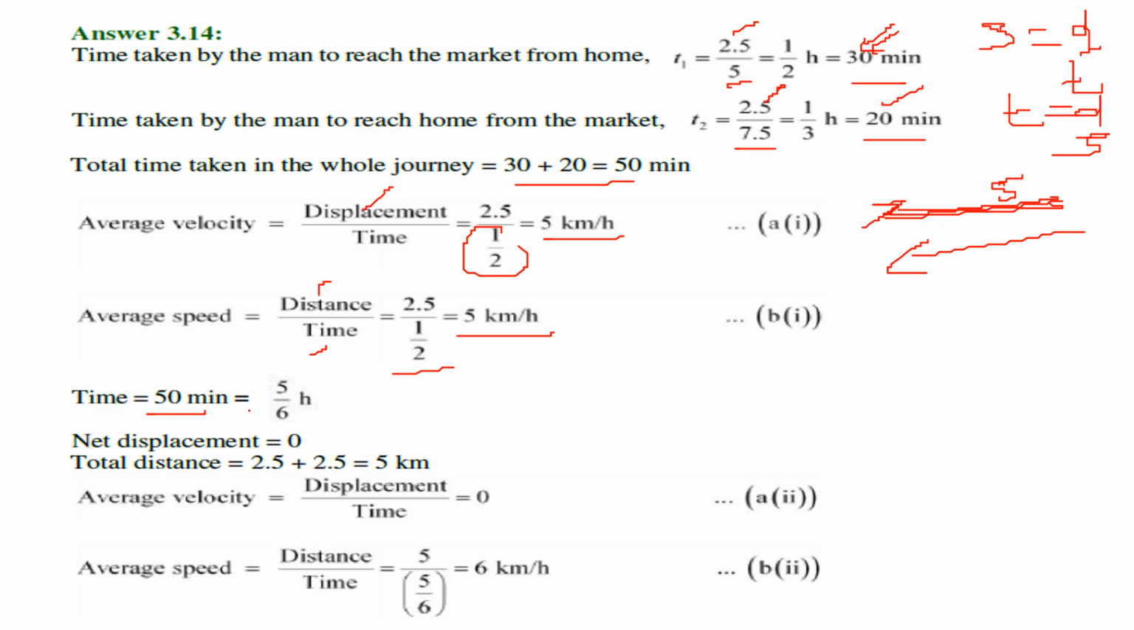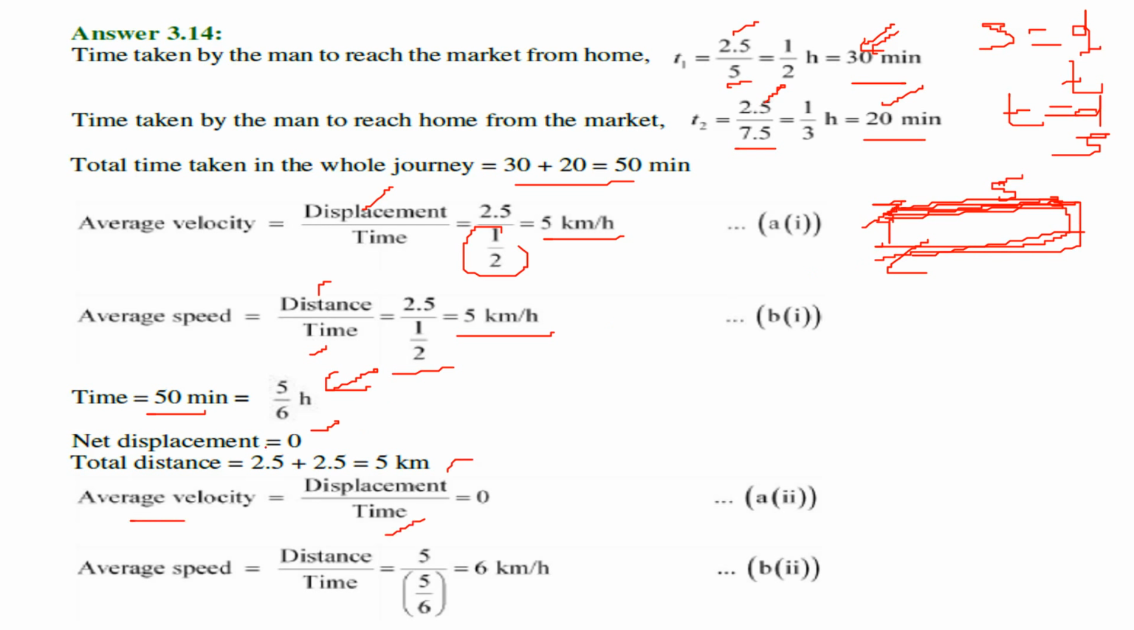Total time is 50 minutes. Let us divide this by 60 so that we can get it in hours. But what is the net displacement? He starts and he comes back again. So initial and final position are the same. So displacement is 0. But total distance is 2.5 here, 2.5 here. So it becomes 5 km.